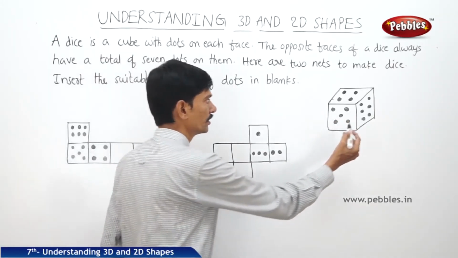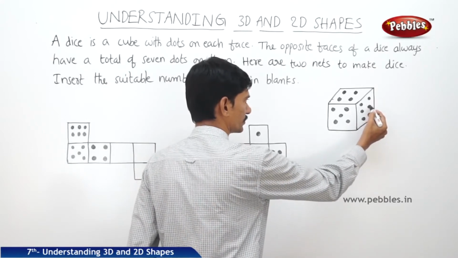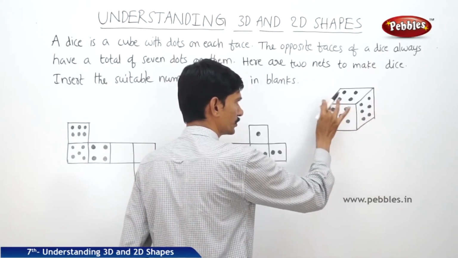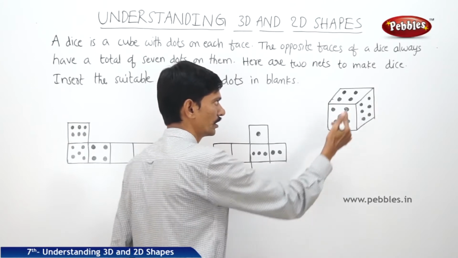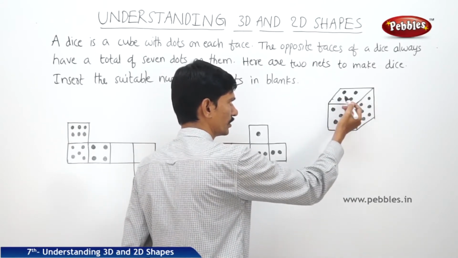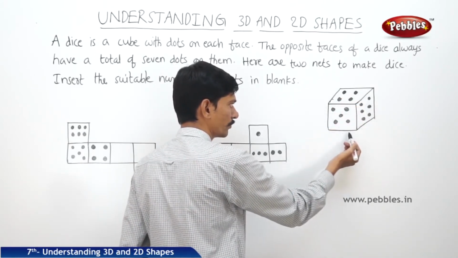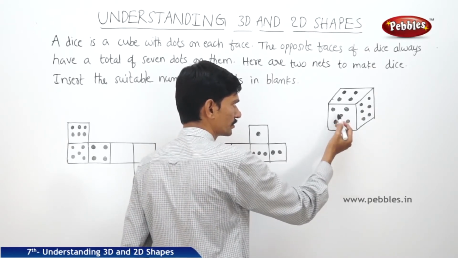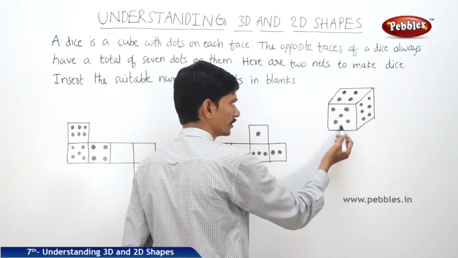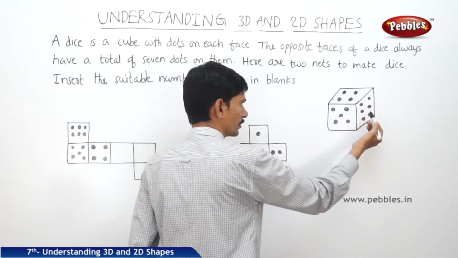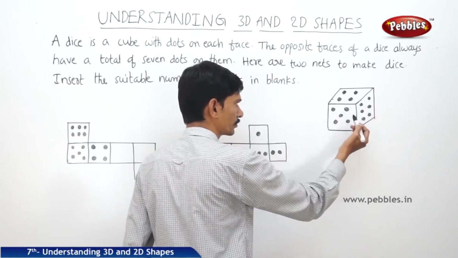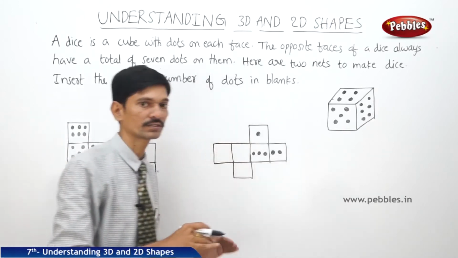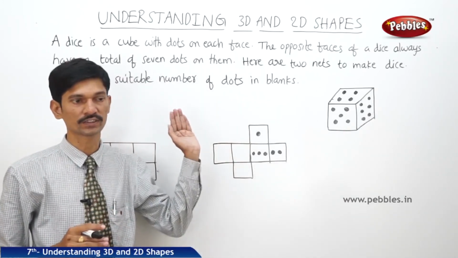So here this right side, this face has 6 dots, means its opposite face will have only 1 dot, and here it has 4 dots, so its opposite face, the bottom face, has 3 dots on it, and this front face has 5 dots, so then the opposite back face will have 2 dots on it. So the sum of the dots on the opposite faces must be 7.